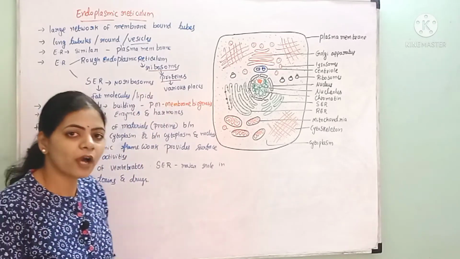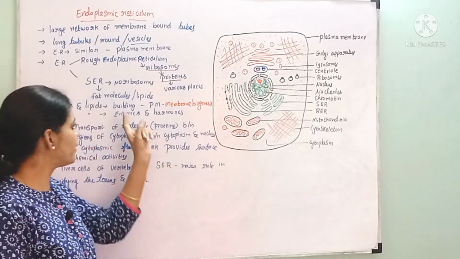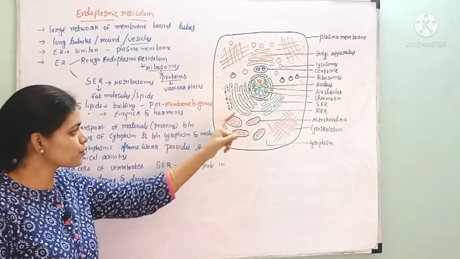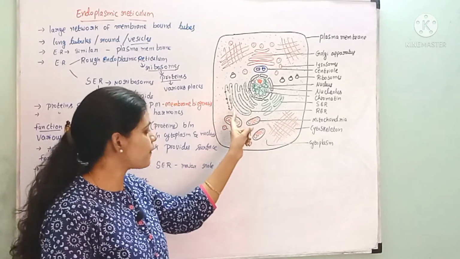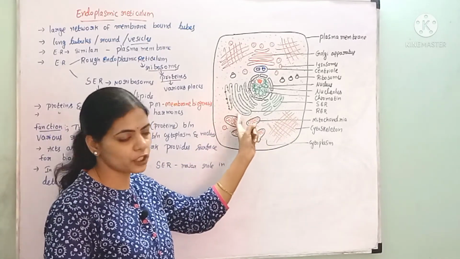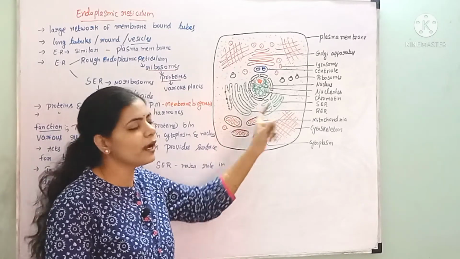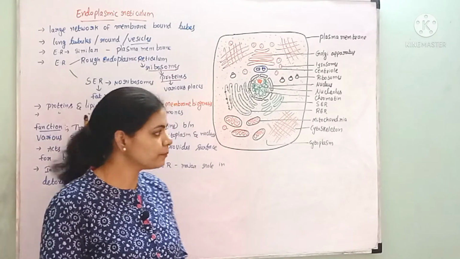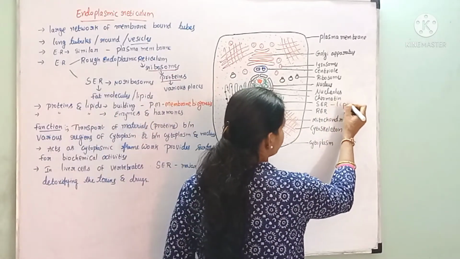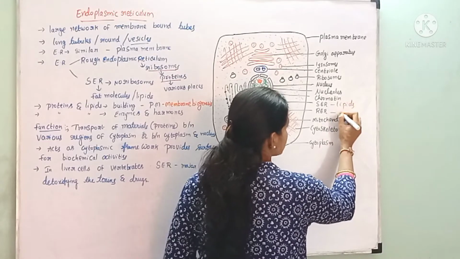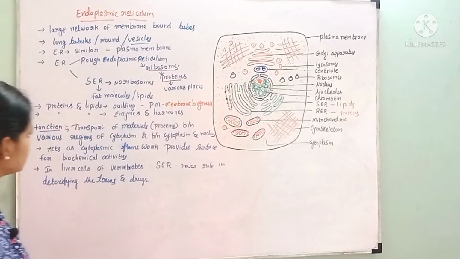The function of the smooth endoplasmic reticulum is the manufacture of fat molecules or lipids. So what is its function? To manufacture lipids. We need to remember that the rough endoplasmic reticulum manufactures proteins, whereas the smooth endoplasmic reticulum manufactures lipids.